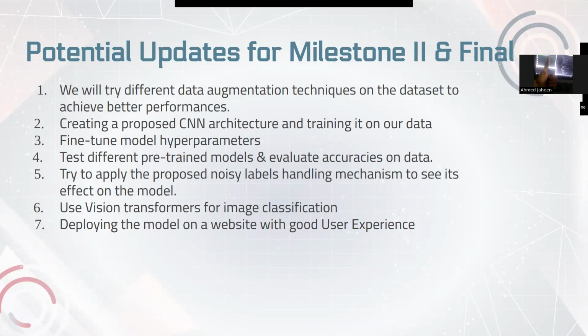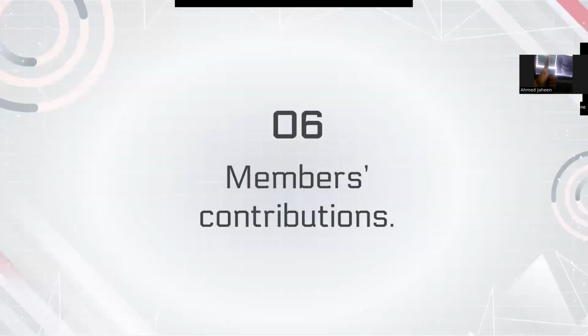And for milestone 2, the final one, we're gonna try some different data augmentation techniques and maybe create a proposed CNN architecture and train on our data, fine tune some hyperparameters, try different pre-trained models and evaluate those accuracies. And then, of course, trying to see how the JNPL noisy label handling method works. And use vision transformers for image classification. And deploy a model on a website with good user experience.